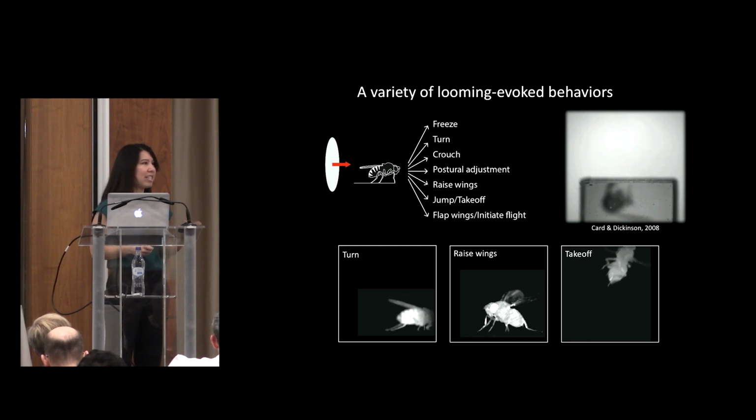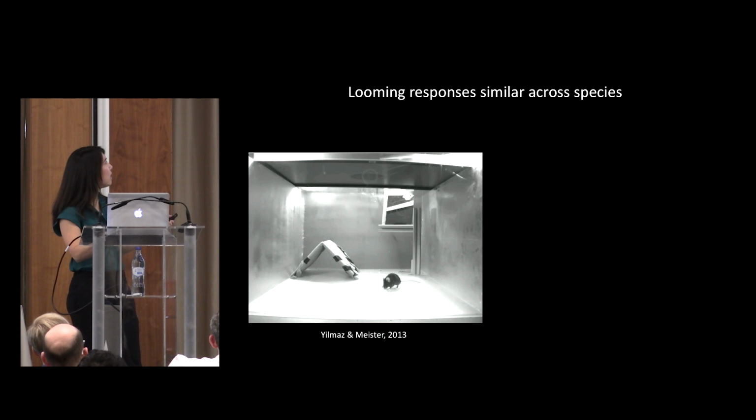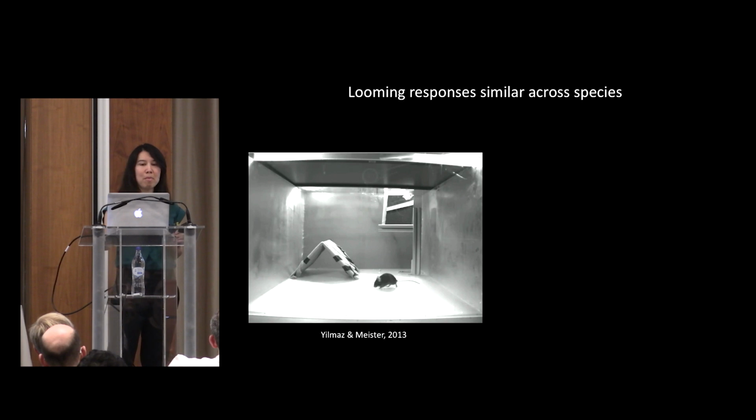And so I just wanted to highlight for you that these kinds of responses to predator attacks, to looming stimuli, are actually quite conserved across species. So I think you're probably familiar in the rodent world with the work of Marcus Meister and others, and you'll see a looming stimulus at the top of the screen, a little bit of movement from this mouse right at the beginning, and then as the looming stimulus starts, it freezes. So the movie is still playing, but the mouse is absolutely frozen, just as a fly might do.